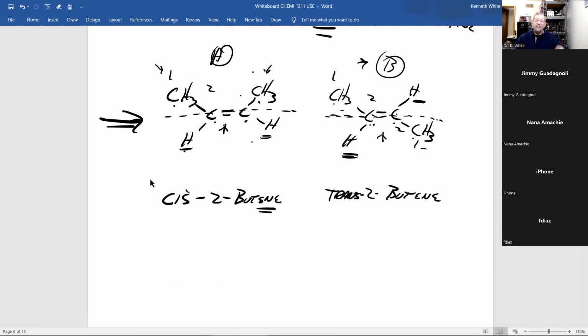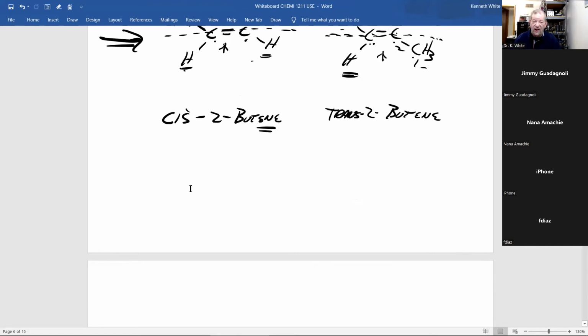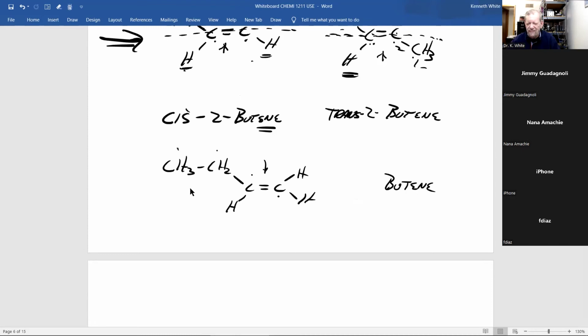Now, when you have two of the same group or atom on the same carbon of the double bond, you can't have cis-trans isomerism, and therefore you don't use that. And the example is, if you go back and look at the examples I did, it was always on carbon 1. Why? If we look at this molecule, I have a double bond. How many carbons are there? 1, 2, 3, 4. That's butene. Here, this is close to the end, so it's 1-butene.